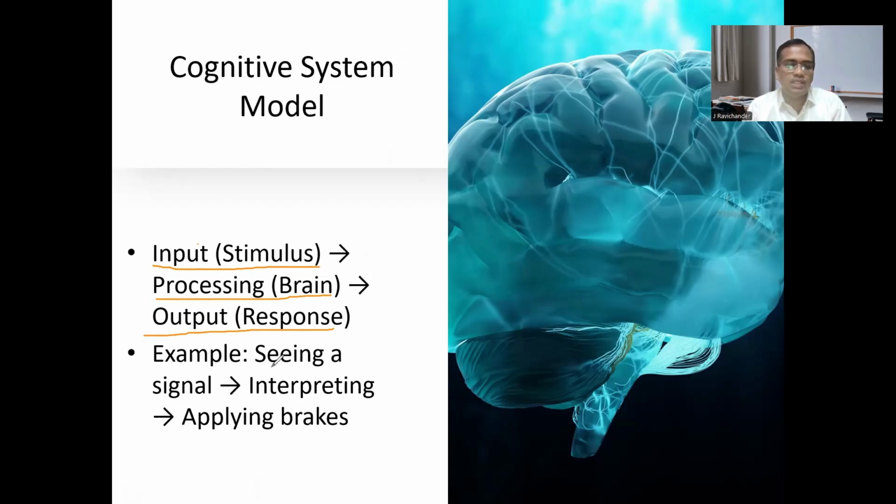For example, seeing a signal, interpreting it, and applying the brakes. When we are going in traffic and there is a red signal, we see that particular signal and interpret it. This is the red signal, so we need to stop. Then suddenly we apply the brakes. That is called the cognitive model.